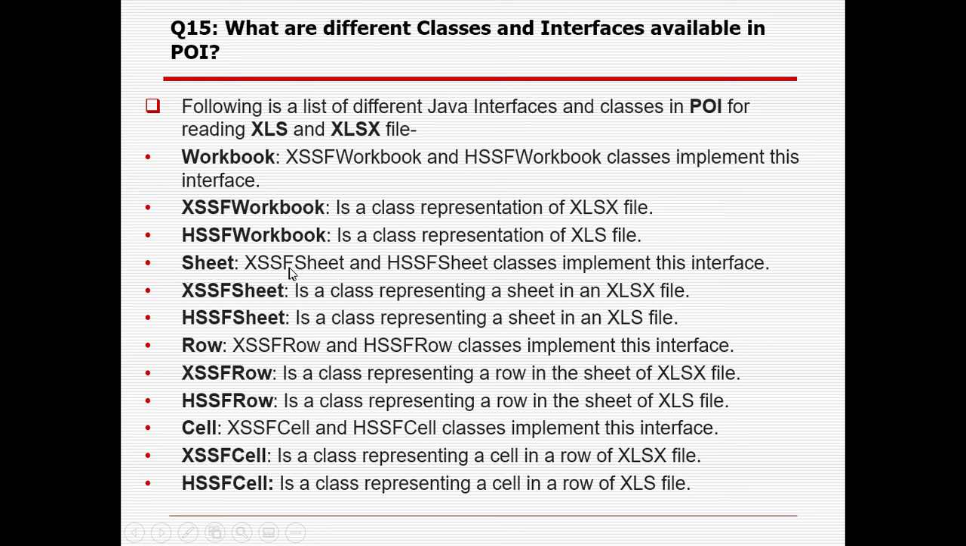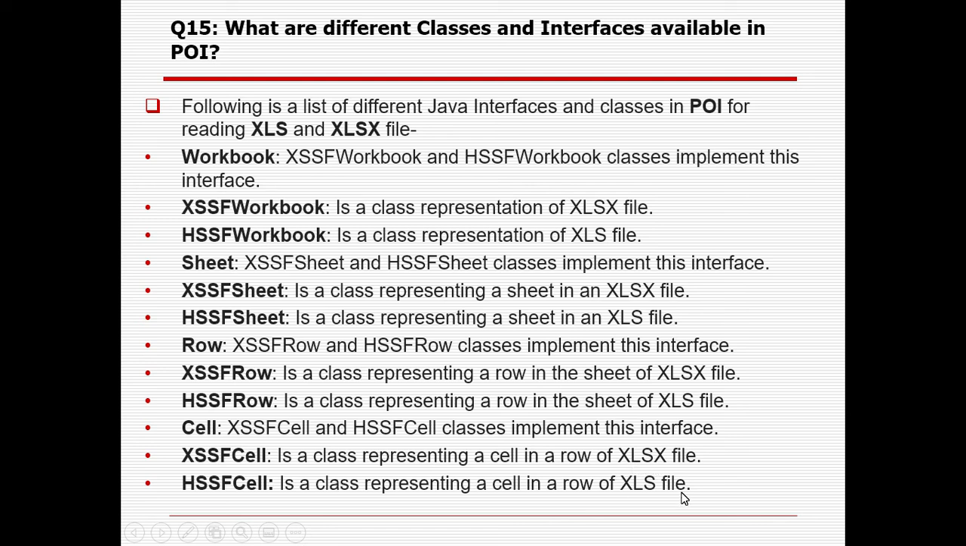Sheet: the XSSFSheet and HSSFSheet classes implement this interface. Similarly, XSSFSheet is a class representing a sheet in an XLSX file, whereas H will be for XLS files only. Row: XSSFRow and HSSFRow classes implement this interface. Also in this particular interface, there will be two classes, one for XLS, one for XLSX. X stands for XLSX. Similarly, Cell: XSSFCell and HSSFCell classes implement this interface. XSSFCell will be for the XLSX file and is a class representing a cell in a row, whereas HSSFCell will be for the XLS file.